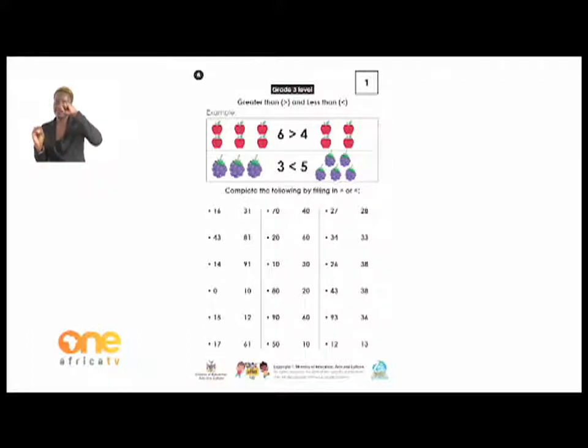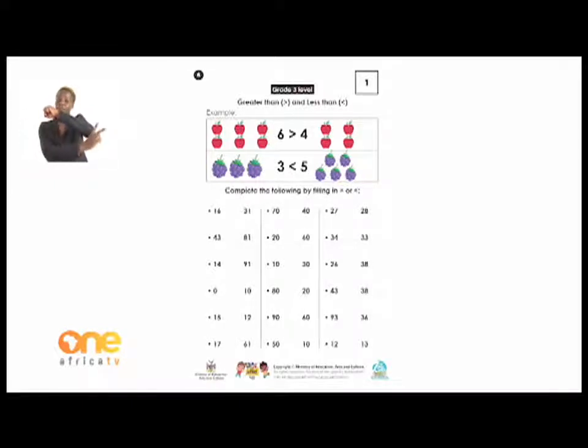Let's quickly look at the next one. 27 and 28. We look at the first numbers. They are both the same. They are equal. We move on to the next one, which is at the place of the units. We have a 7 and we have an 8. So between 7 and 8, which one is greater? 28. That is perfect. So the mouth of the sign should be opening towards 28. So we put in the less than sign in there.